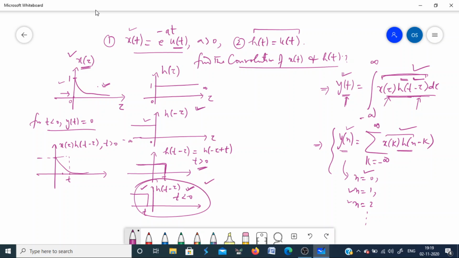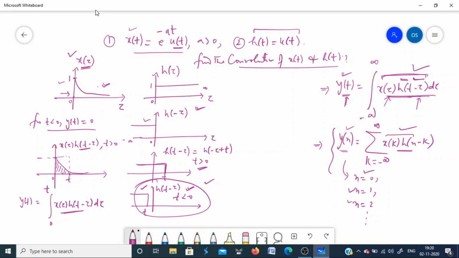So when you multiply the two functions, what you will get? From 0 to t, you are getting non-zero values. Beyond t, again it is 0. Okay, because after t, h of t minus tau drops to 0. So as a result, this is my region of integration, 0 to t. It means for t greater than 0, what will be my output? My output is nothing but this integration will go from 0 to t of x of tau h of t minus tau d tau. Okay, so you have to evaluate this integral.